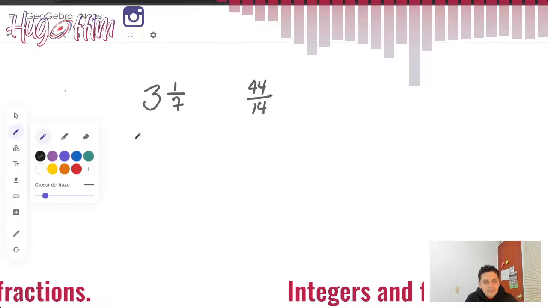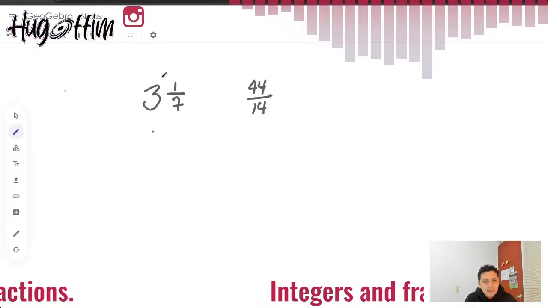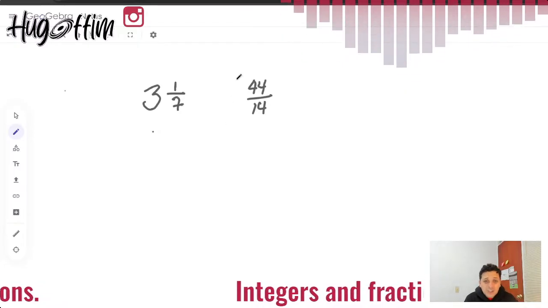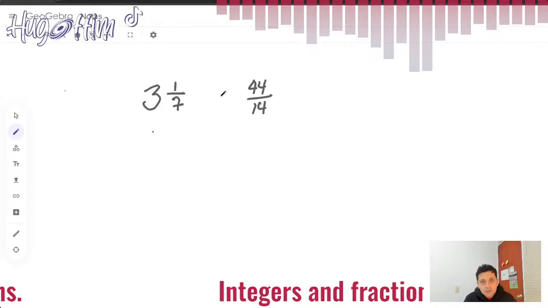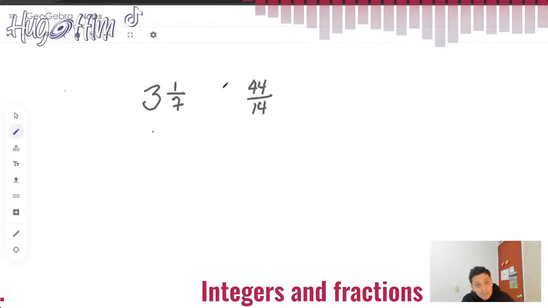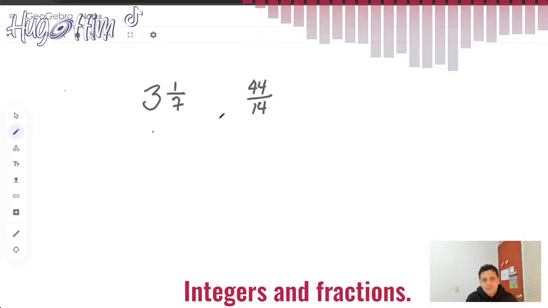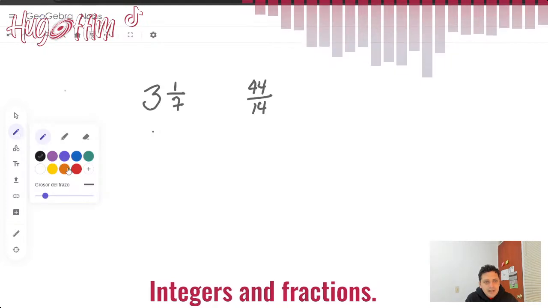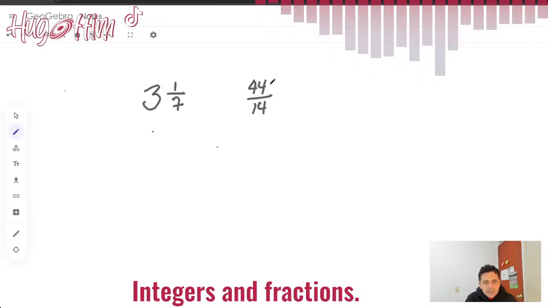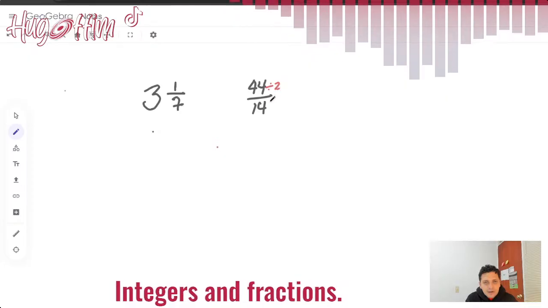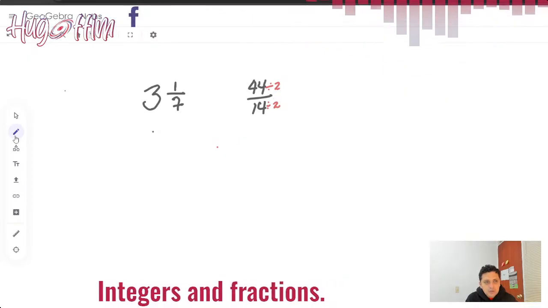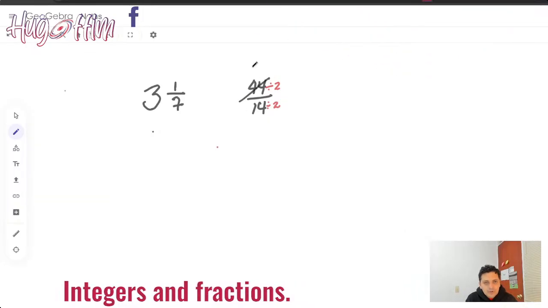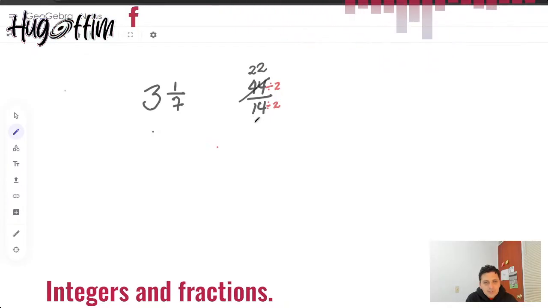And here I have 44 over 14 and 3 and 1/7, and I want to know which one is greater. Now, the key rule, or what I suggest you always do with any fraction when you're working with fractions, is to simplify the fractions as much as you can first. So I'm going to simplify this fraction, 44 over 14. And remember that to simplify fractions, you just need to divide by a common factor. In this case, the common factor between 44 and 14 is 2. So I'm just going to divide both by 2. So 44 divided by 2 is 22, and 14 divided by 2 is 7.